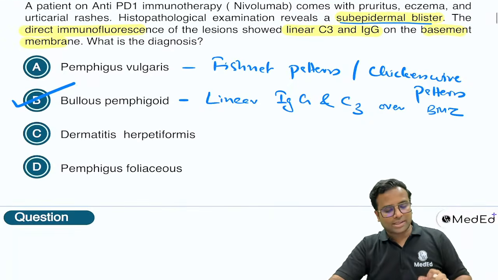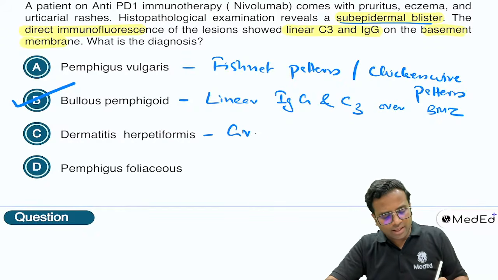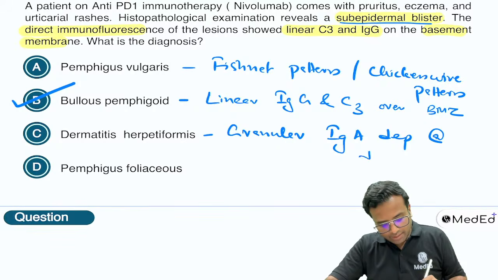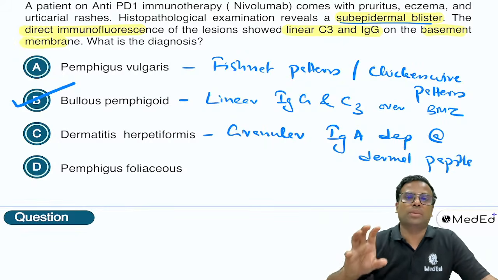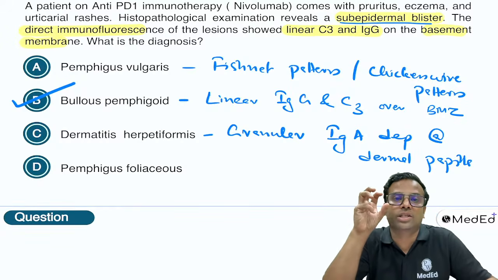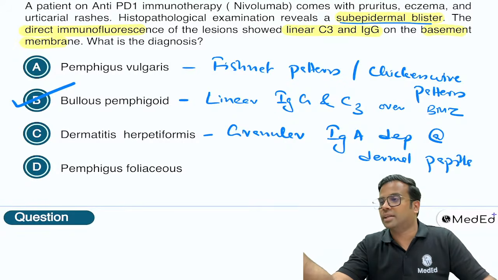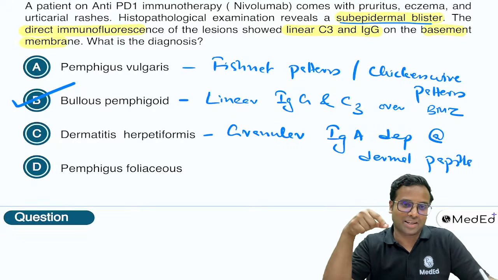So in dermatitis herpetiformis, what happens is, here you can see there are granular IgA deposits at the dermal papilla, because here the problem lies in the dermis. So in the upper part of the dermis there will be some greenish fluorescence, and this is called granular IgA deposits at the dermal papilla. Okay, which means option C is not the correct answer, right?